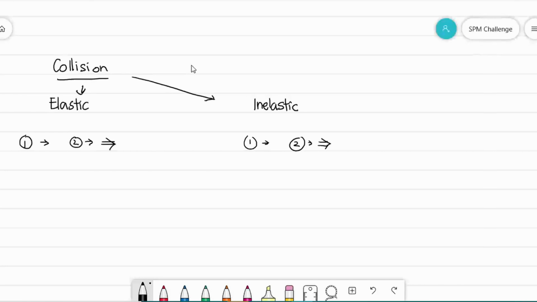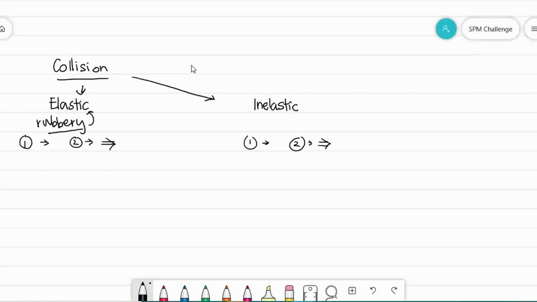When we talk about elastic collisions, imagine two objects having a collision and both of them are rubbery. Rubbery and elastic are almost the same. Imagine two rubbery objects colliding with each other, for example, the first ball and the second ball. The first object collides with the second object. Maybe the speed over here is faster, so it collides with number 2.